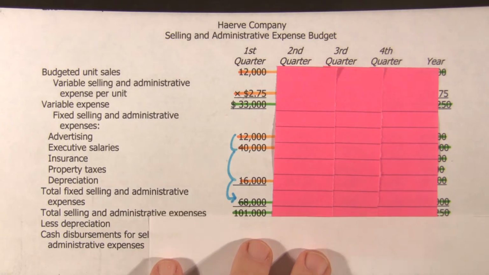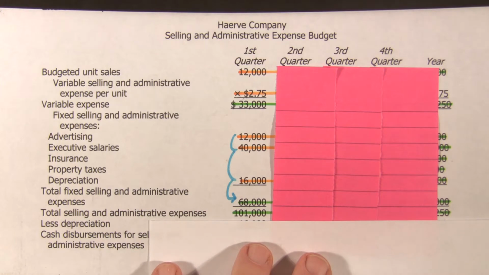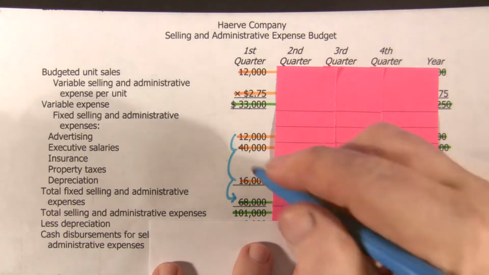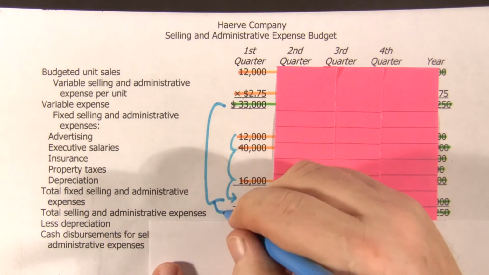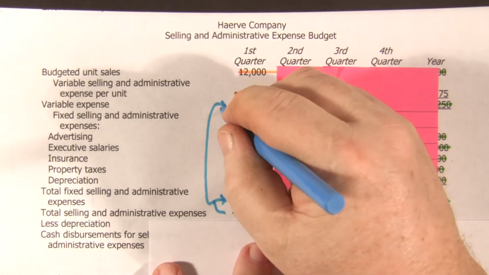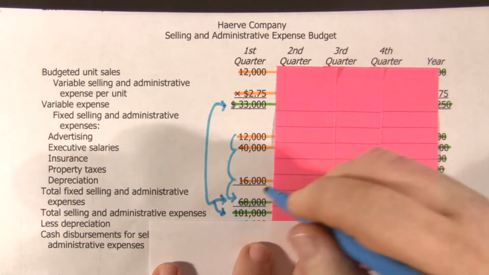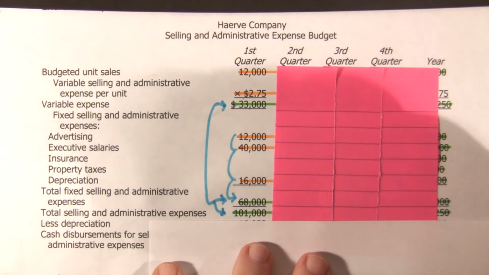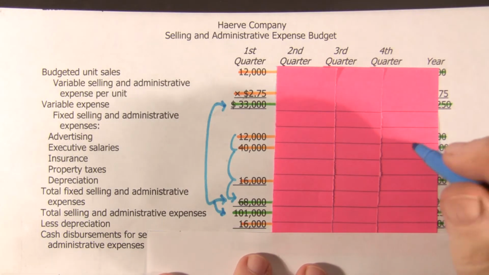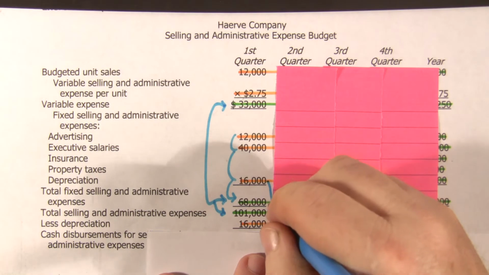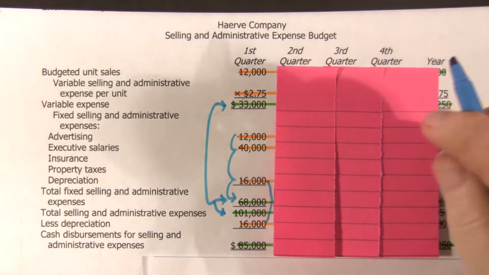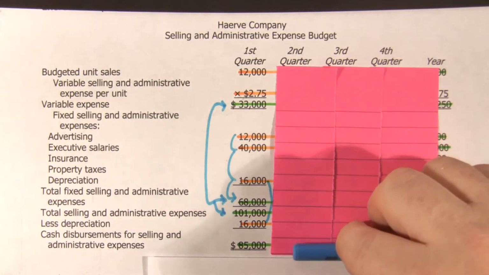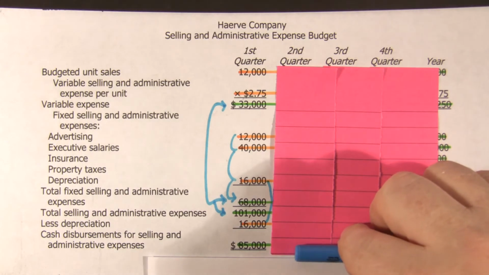Next, it tells us that we have to come up with the total cost, and that number is the 33 and the 68, and that gives us the total expense. Now, that expense includes $16,000 in depreciation. And as we talked about before, we don't need to make sure we have cash on hand for that. So our cash needs for the first quarter for selling and administrative expenses is $85,000.